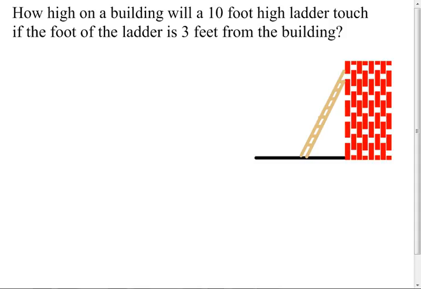Okay, let's do this problem. This is an application problem. There's my ladder. There's my building. Draw pictures when you get to these word problems, because the pictures aren't there. How high on a building will a 10-foot ladder touch if the foot of the ladder is 3 feet from the building? Okay, I need to put the numbers in here someplace. The building is a leg, the ground is a leg, and the ladder is a hypotenuse. Where does the 10 go?